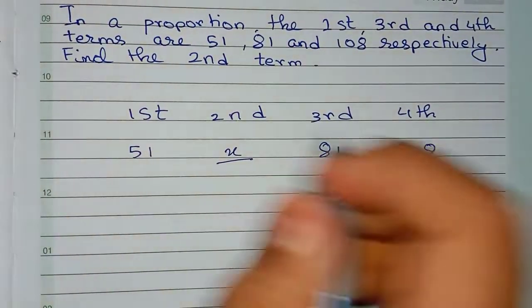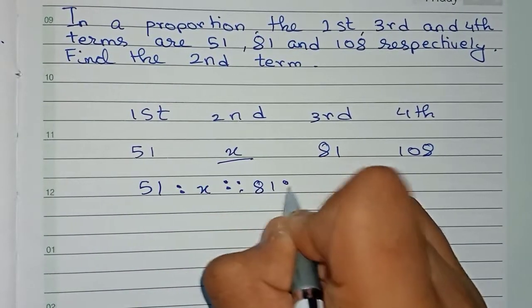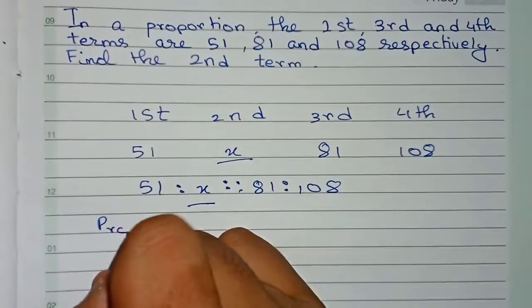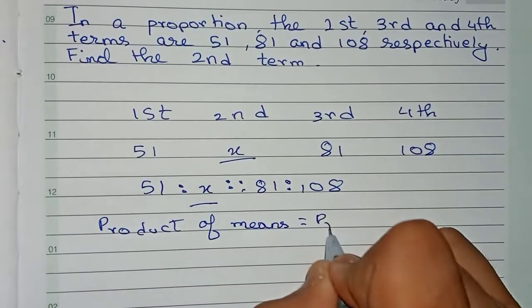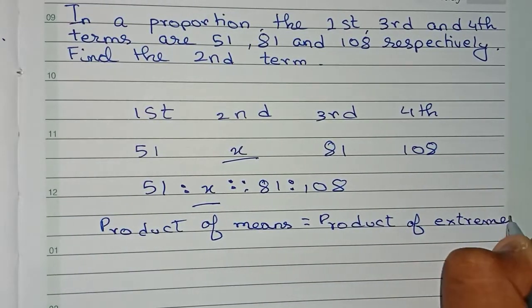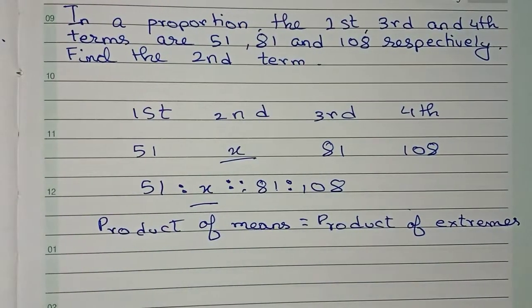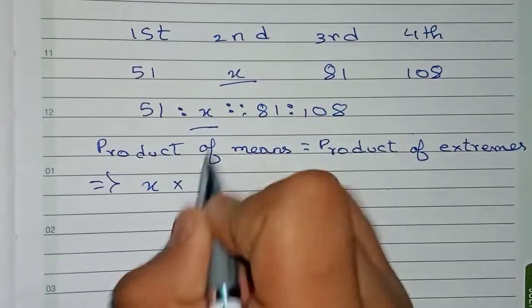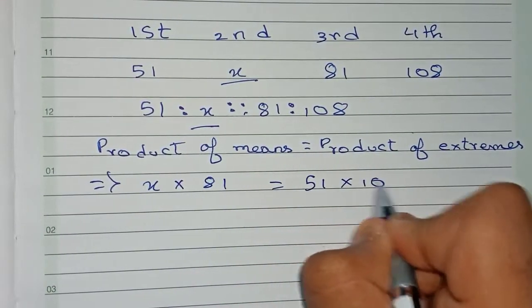So you write our proportion as 51 is to x as 81 is to 108. So this is our proportion. Now I have to find the value of x. So I write product of means equals product of extremes. In this, the second and third terms are known as means, and the first and fourth terms are known as extremes. So write x into 81, that are the means, equal to 51 into 108, that are the extremes.